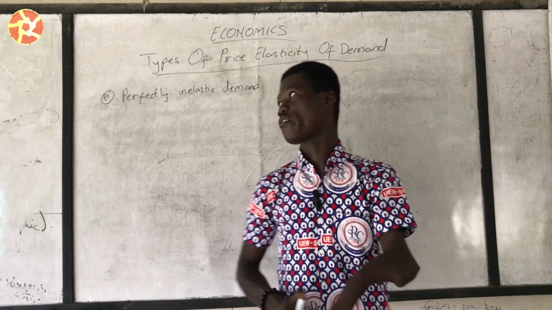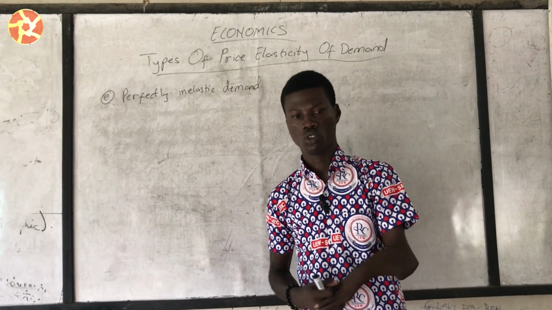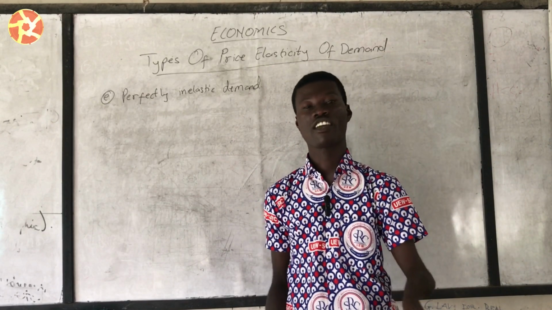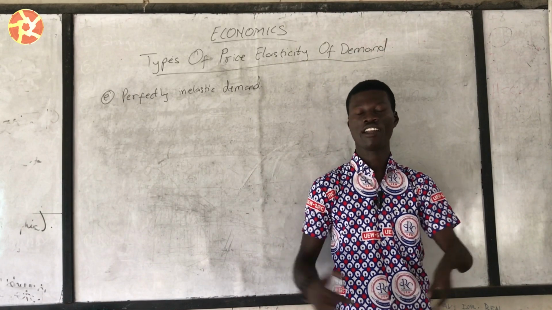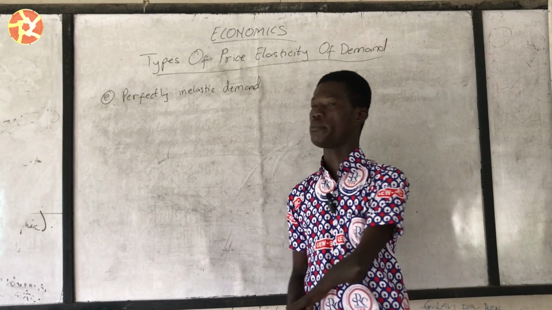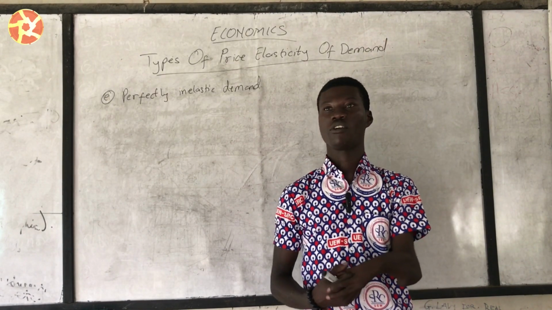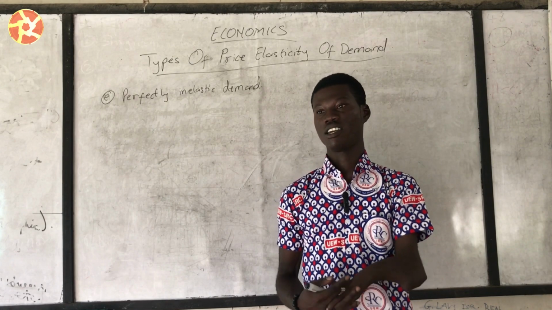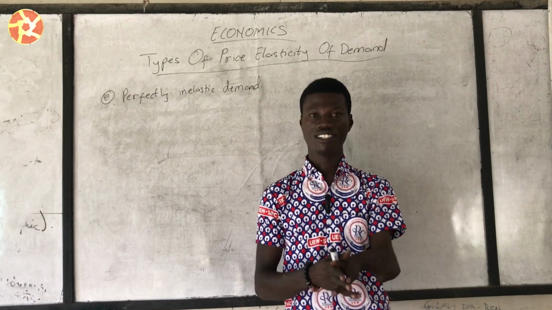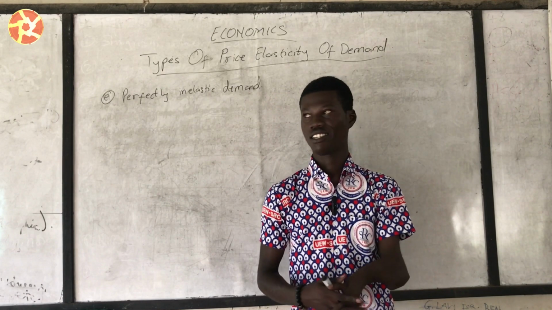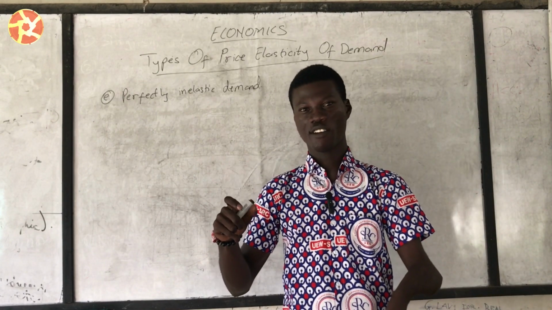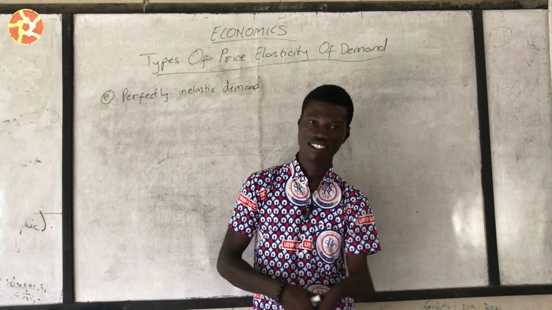So under perfectly inelastic demand, there is a change in price, but the change in price does not affect quantity demanded. This happens when there are no close substitutes, and the commodity they are dealing with is also a necessity. So here, the change in price does not affect a change in quantity demanded.